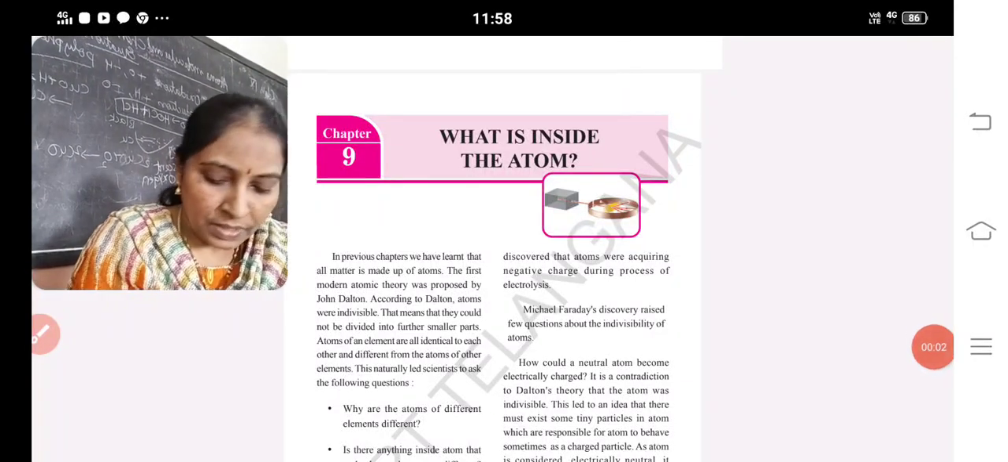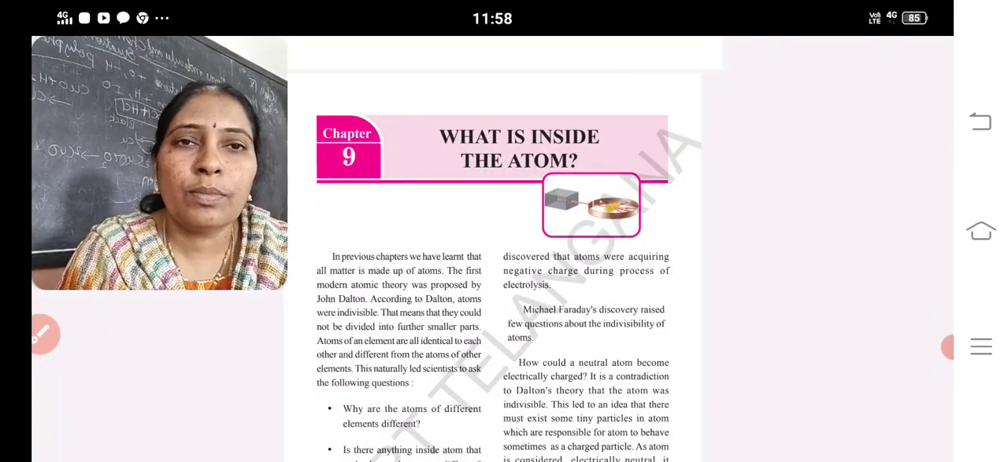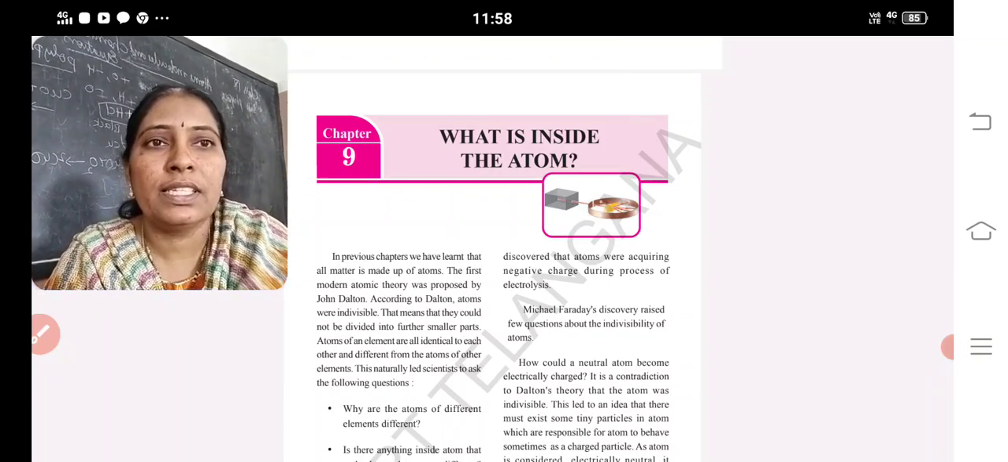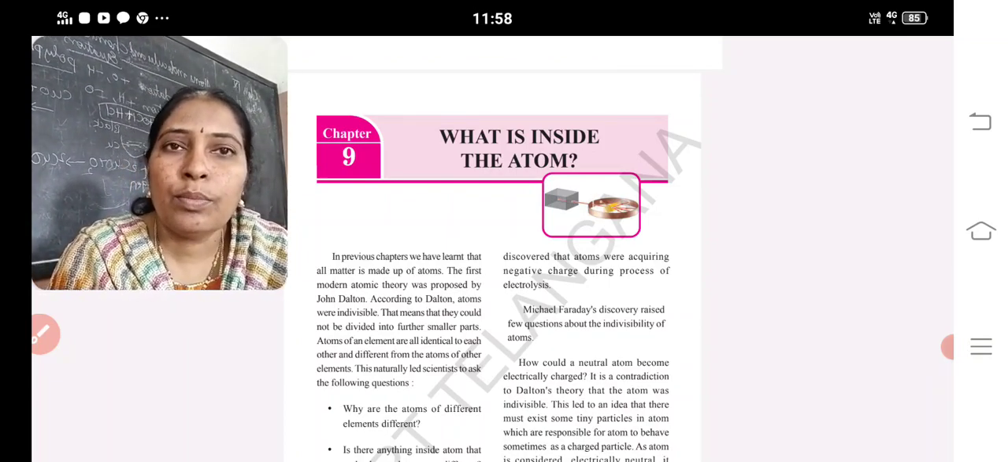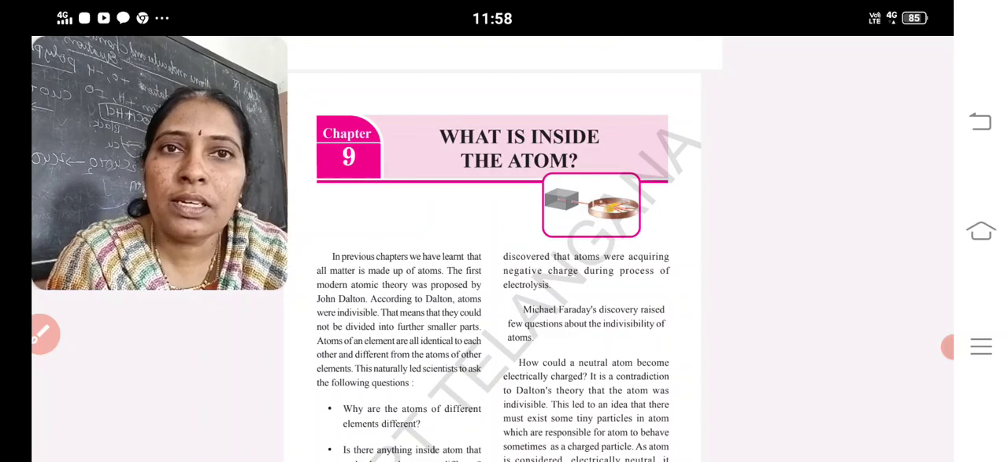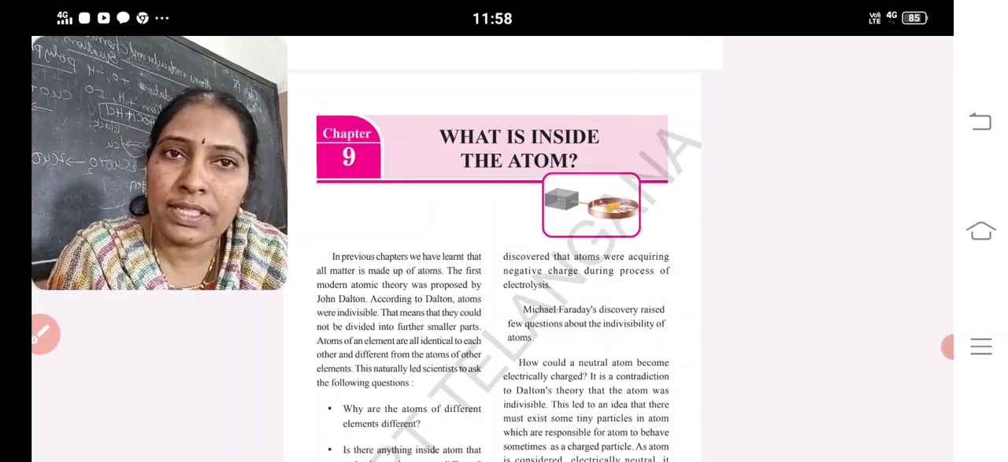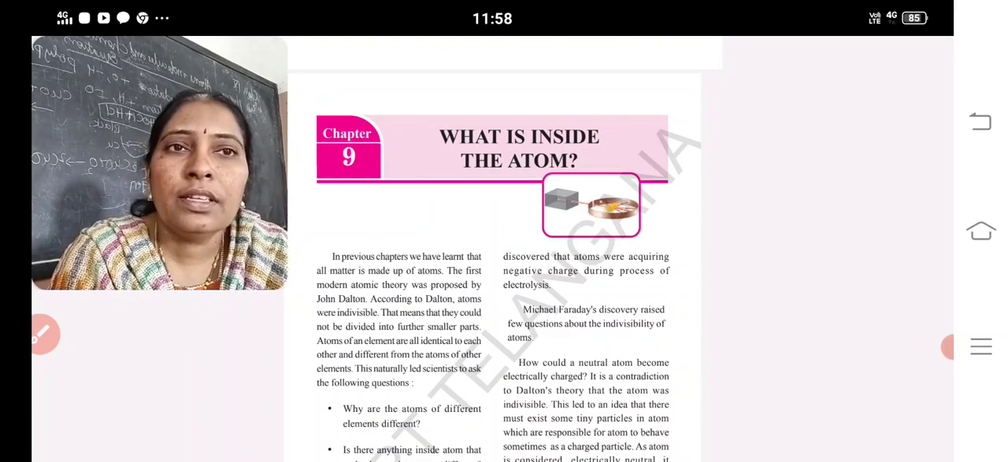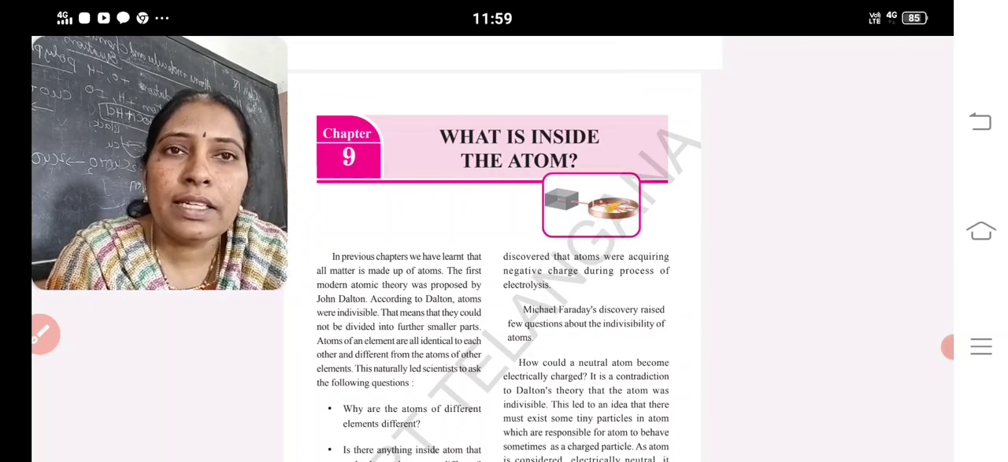Good morning children. In the last class we discussed a few topics, what is inside the atom. Eighth lesson, maybe it is related to the portion. Let me confirm afterwards. If it is there, I will teach. Okay. So what is inside the atom?